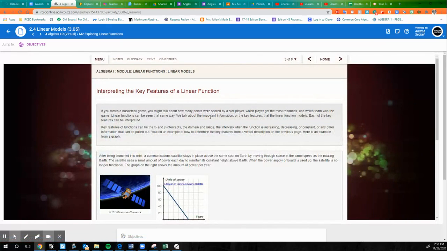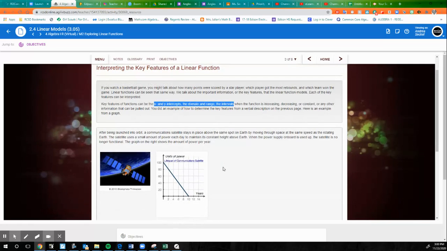The next slide talks a lot about being in context. If you remember from last year, in context means you have to use words from the table or from the word problem when describing these key features. And all the key features are right here. So if you're using your study guide, this is what's going in the list: x-intercept, y-intercept, domain, range, and intervals. Intervals are pieces of the graph that you section out.